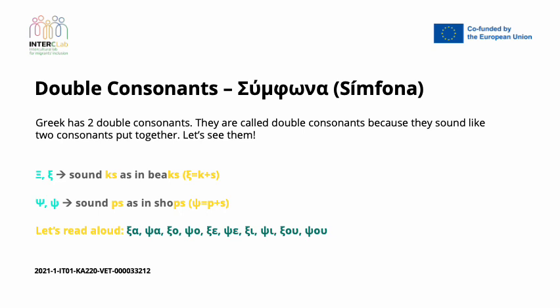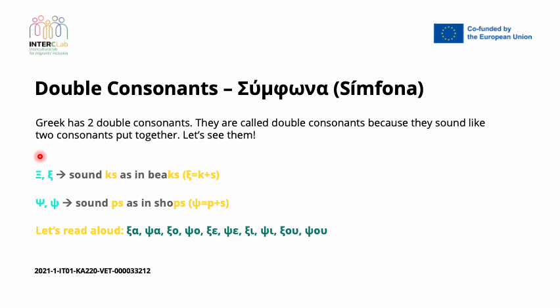Okay, now, as I told you in the previous slide, we had gone over 22 letters out of the total of 24 that we have in the Greek alphabet. And this is why the last two letters that we're going to go over are kind of special, because they are called double consonants. What does that mean? They are called double consonants because they sound like two consonants put together. So they are written in a specific way, but their sound is the mix of two other consonants.